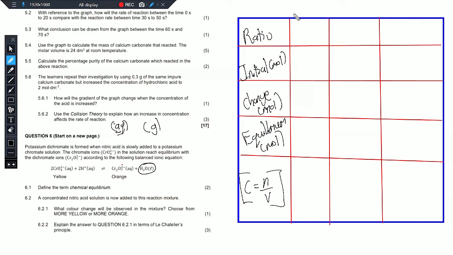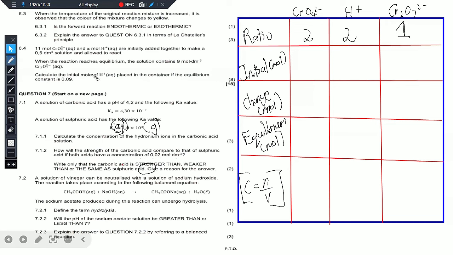Now, let's just write up here, we have CrO4 2 minus, and then I will also put H plus, and then I will drop a Cr2O7 2 minus. Now, the ratios are the coefficients, so that means I have 2, 2, 1, right? So now, let's go to our question. It says 11 mole CrO4 2 minus and X mole H plus are initially added together to make a 0.5 dm cube solution and allowed to react. So initially we have 11 moles of this.